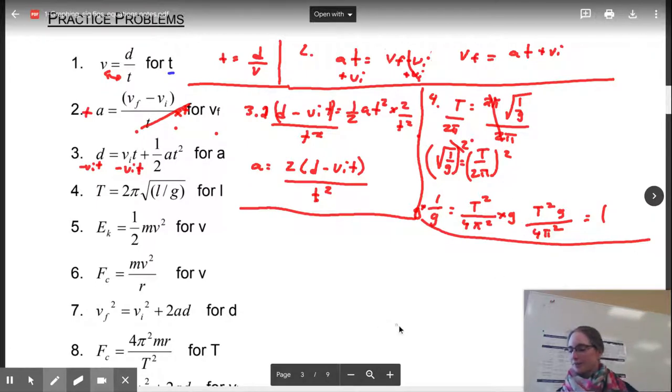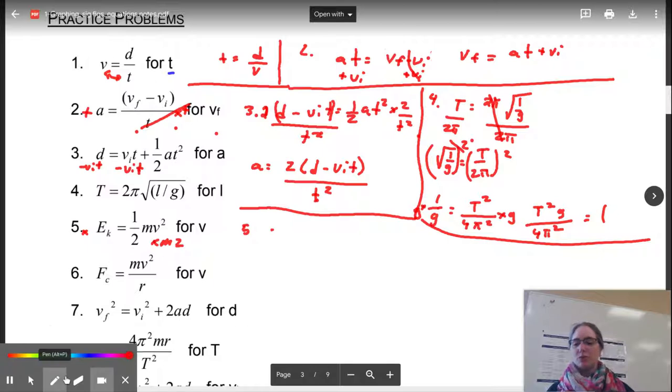Okay, so now we're going to go on to question 5. Number 5, I certainly hope you guys remember how to do, because that one was from Science 10, last year. For this one, I am going to get rid of the 1/2 and the m. I'm going to multiply by 2, and divide by m. So I multiply both sides by 2 over m.